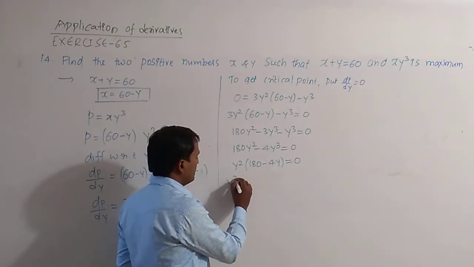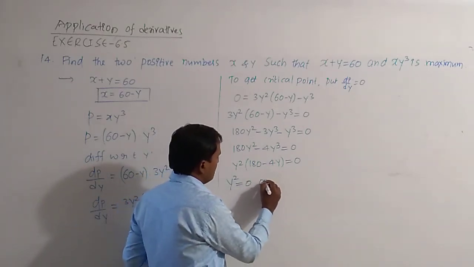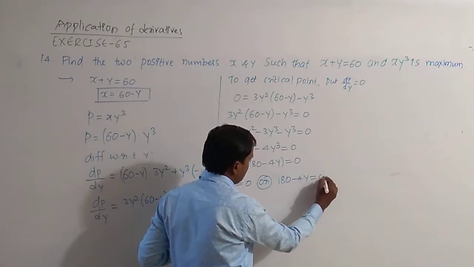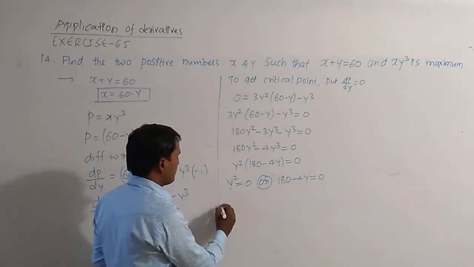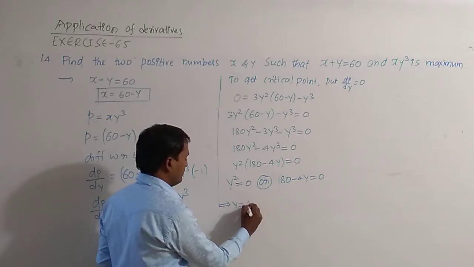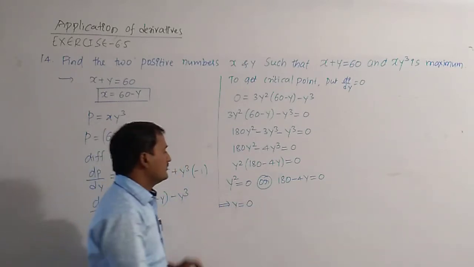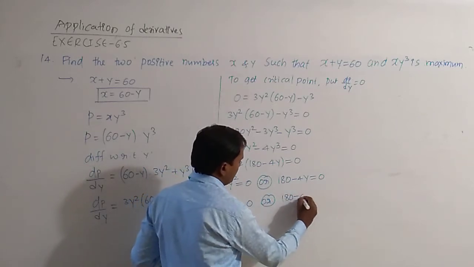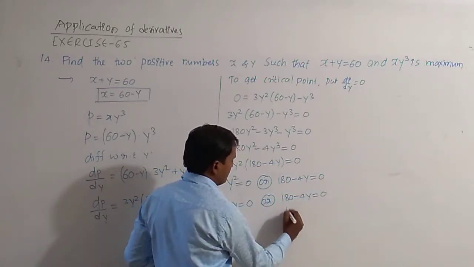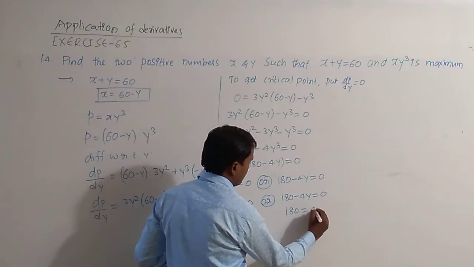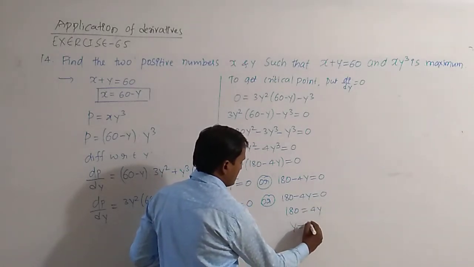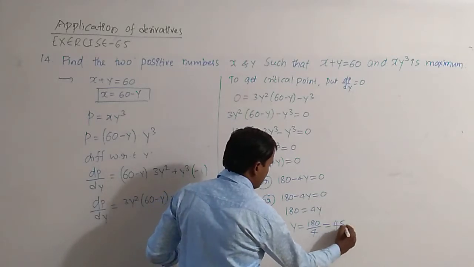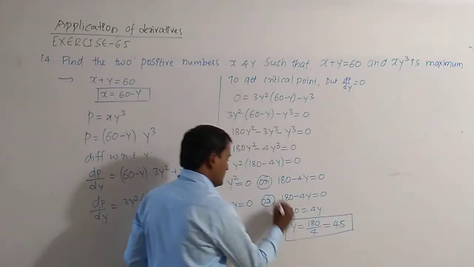So here y square equal to 0, or we will take 180 minus 4y equal to 0. So y equal to 0. Or 180 minus 4y equal to 0, so this implies 180 is equal to 4y. So y is equal to 180 divided by 4, which means the value of y is equal to 45.